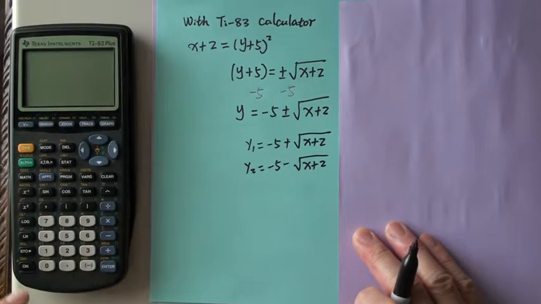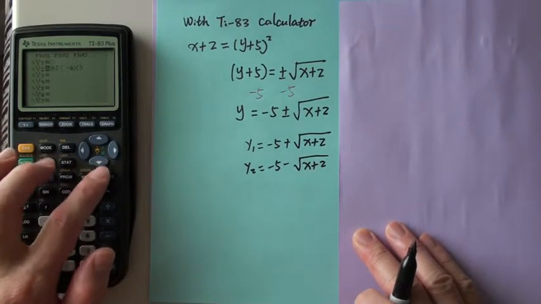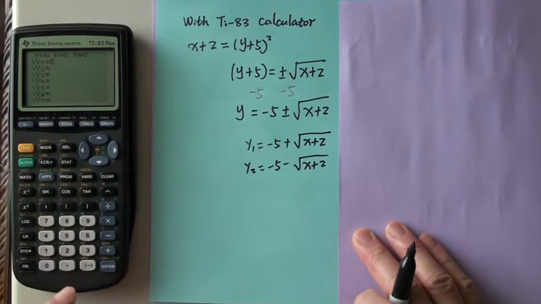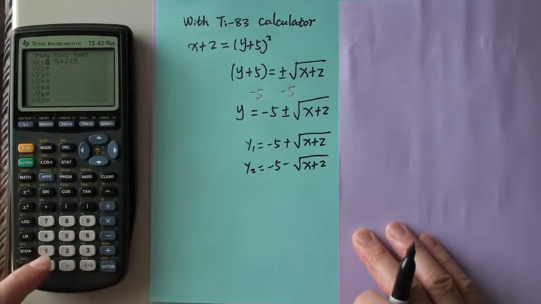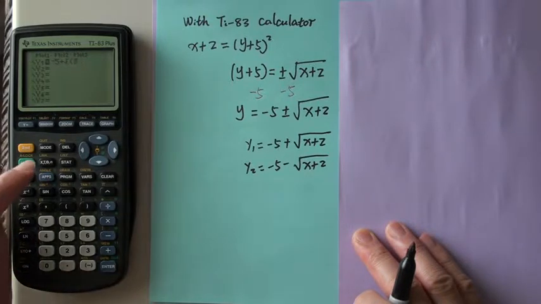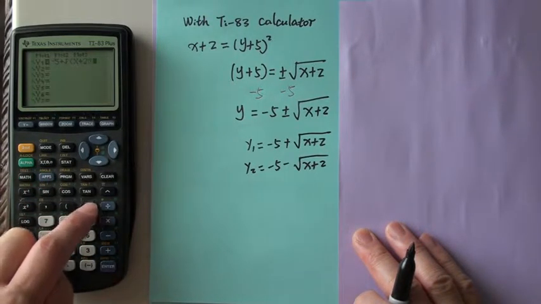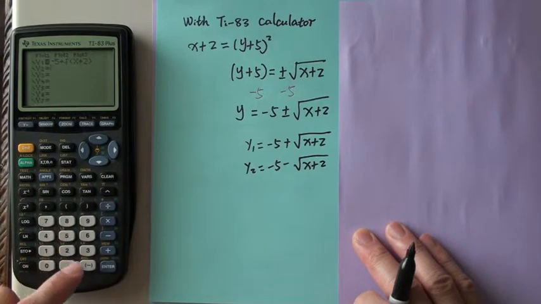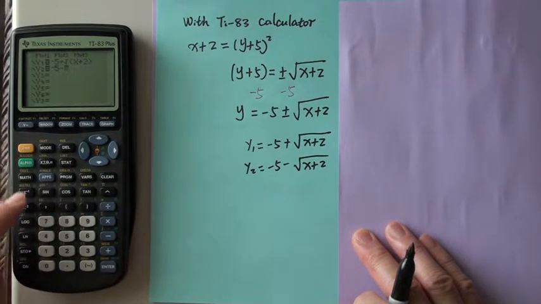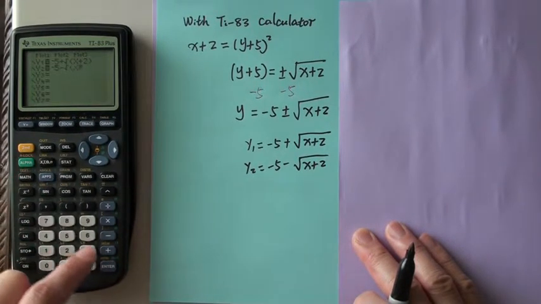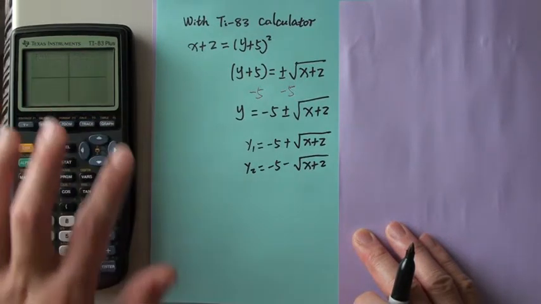Alright. Now, input the equation there. Clear it, clear it. Negative again is here, not here. Negative 5 plus square root of x plus 2. Second one is negative 5, subtract, and then radical x plus 2. Okay, and then you hit the graph.